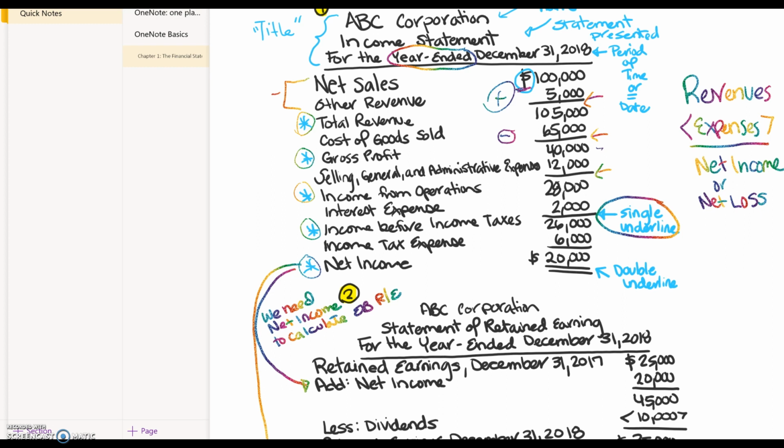After gross profit, we're going to subtract our selling, general, and administrative expenses, which are our normal operating expenses for the company. Everything such as telephone expense, insurance expense, rent expense, salaries expense are going to be included in here to calculate income from operations. Last thing we're going to subtract is interest expense to calculate income before income tax expense, and then income tax expense to calculate net income. Net income, notice, has a double underline, which means that we're done with this statement.